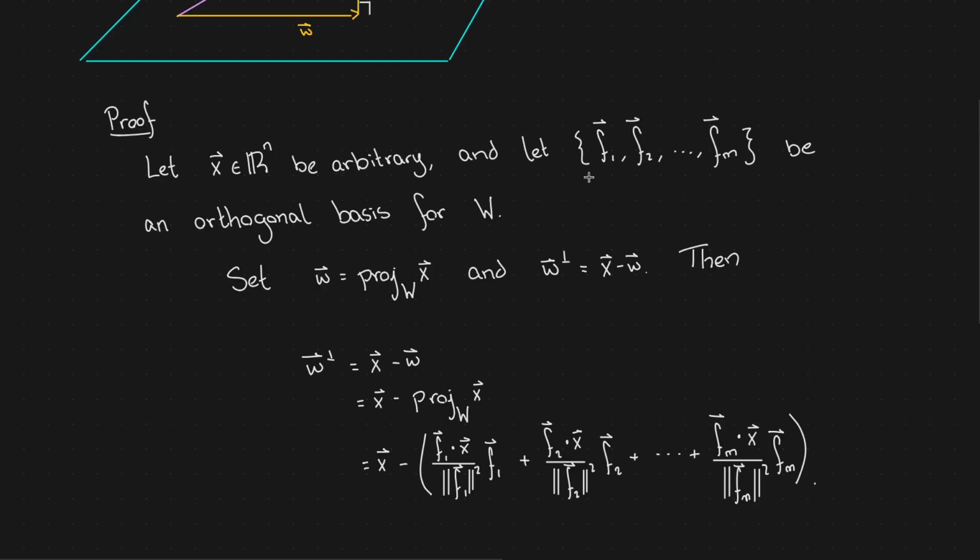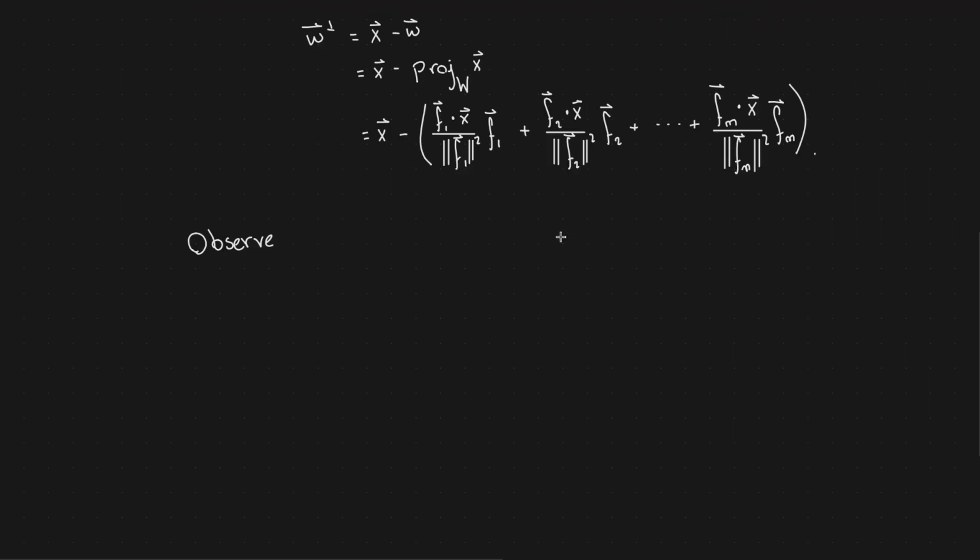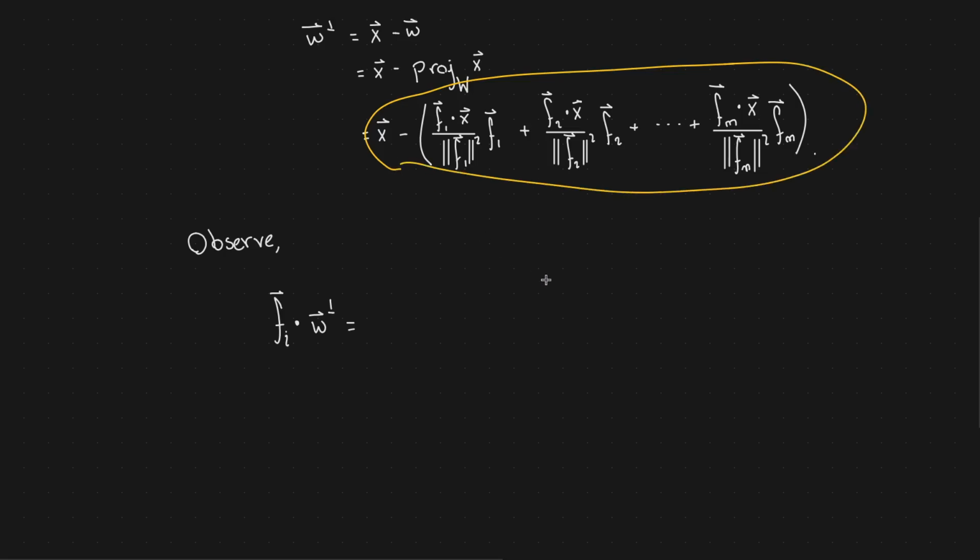Observe. So here I have f1, f2, fm. I really don't care which one I pick. I need to show it's true for all of them, so I'm going to choose fi. i could be 1 or 2 or 3 all the way to m. Okay, I'm going to take the dot product of that with W perp. So that means I'm going to take the dot product of it with all of this.